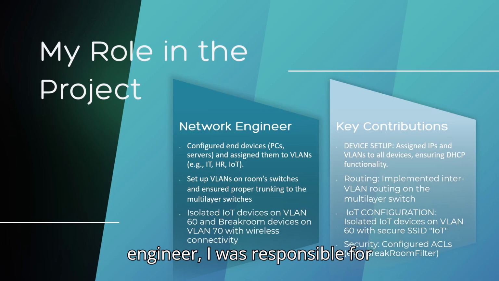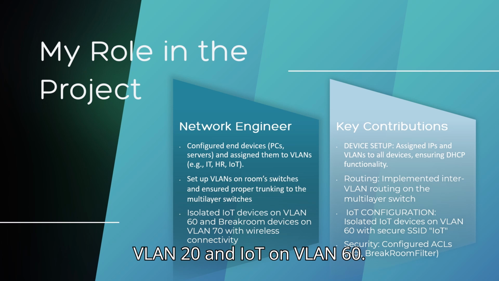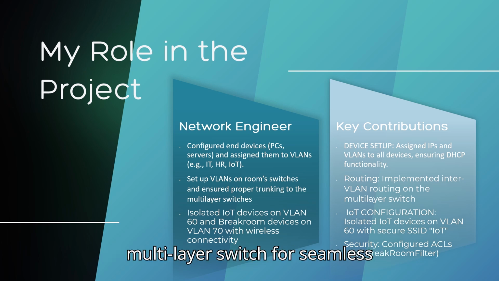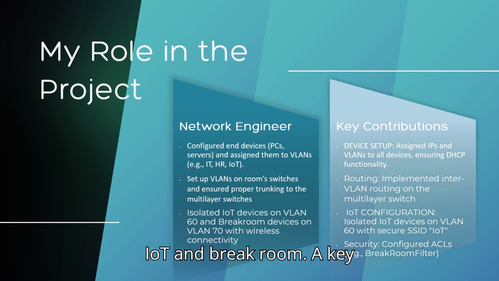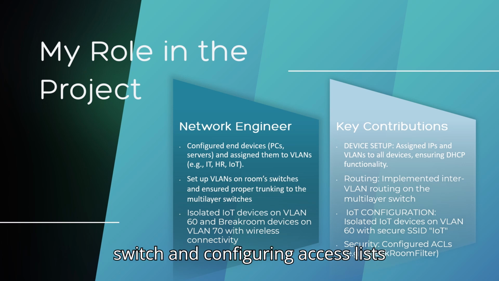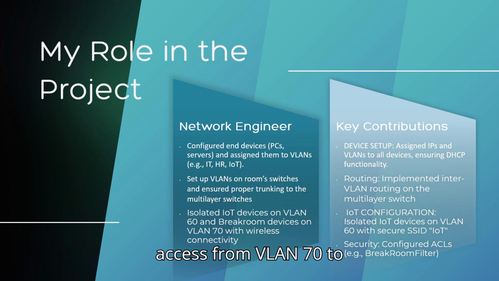As the network engineer, I was responsible for configuring end devices, PCs, servers, and IoT devices, and also assigning them to their respective VLANs such as IT on VLAN 10, HR on VLAN 20, and IoT on VLAN 60. I set up VLANs on each room's switch, ensuring proper trunking to the multi-layer switch for seamless connectivity. I also isolated IoT devices on VLAN 60 and breakroom devices on VLAN 70, both with secure wireless access using SSIDs, IoT, and breakroom. A key part of my work was implementing inter-VLAN routing on the multi-layer switch and configuring access lists like the breakroom filter to enhance security by blocking unauthorized access from VLAN 70 to other networks.